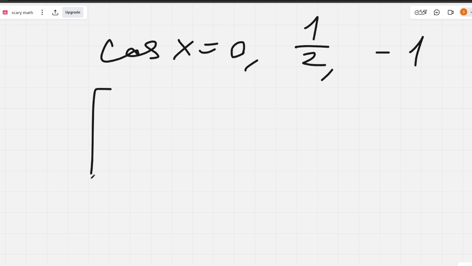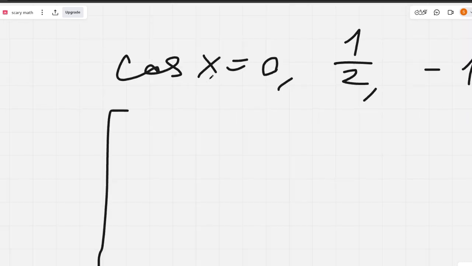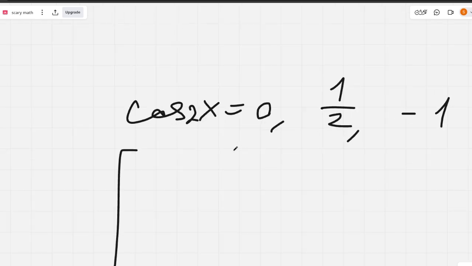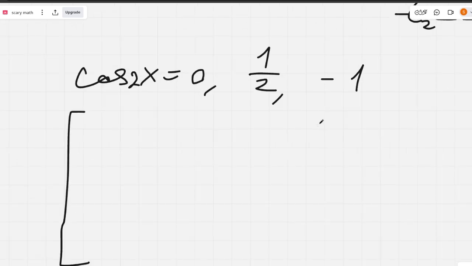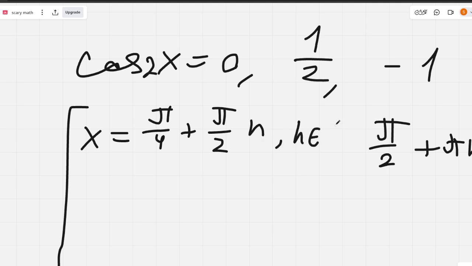So what we're going to do is take the union of solutions for specific cases. Cosine of 2x is equal to 0. Okay, this is cosine of 2x, I forgot to mention that. Cosine of 2x is equal to 0 only at pi over 2 plus pi n coordinates. So we divide this by 2. So x is equal to pi over 4 plus pi over 2 times n, where n is an integer.